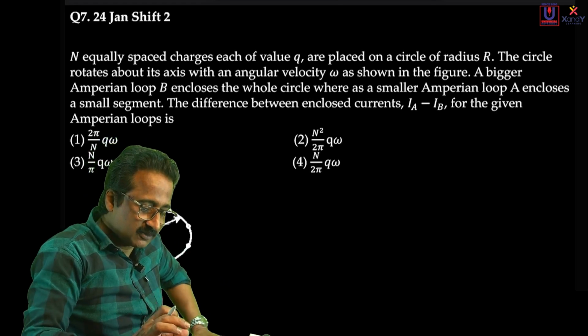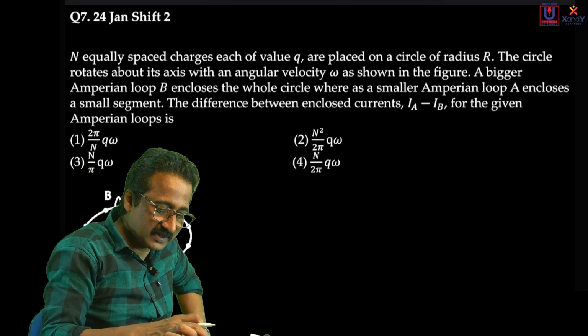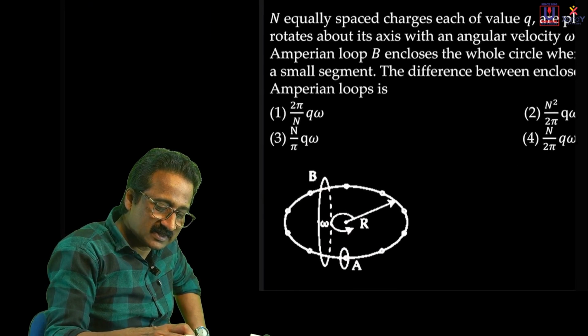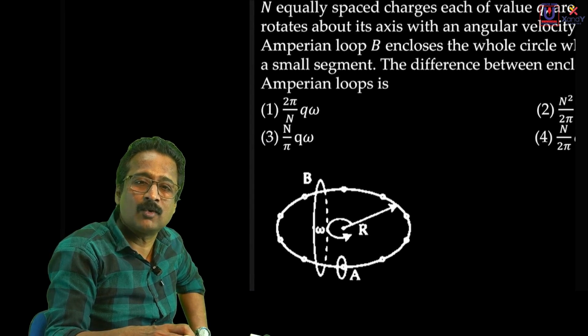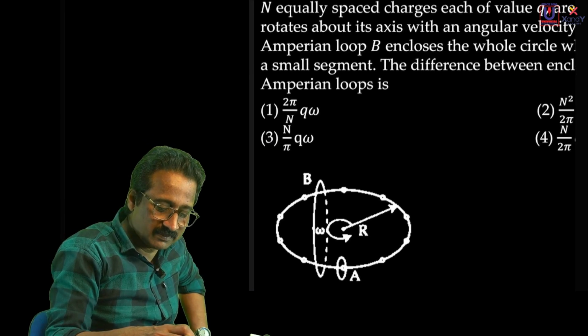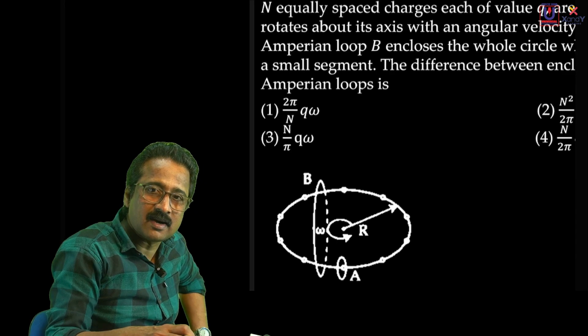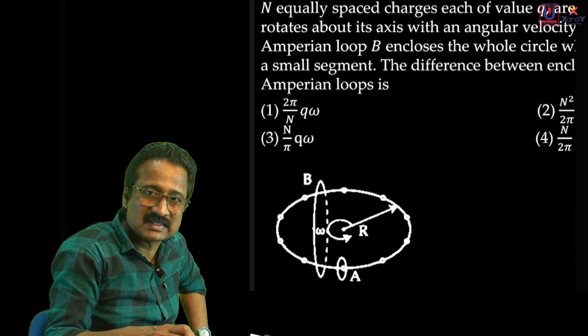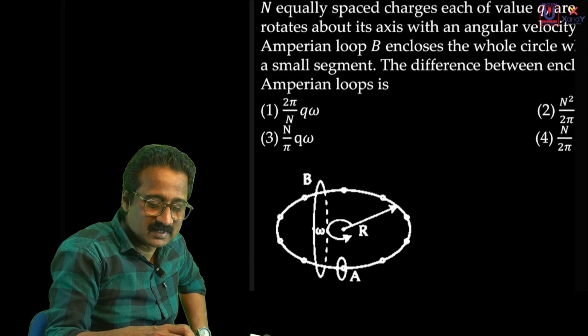I'm sorry that the figure is behind me, so the position of the camera I can adjust now. I am adjusting the figure. I hope it is visible on your monitor now. This is the system of charges. They mean there are n number of charges q each arranged along the circle, equally spaced. There are n total number of charges there.